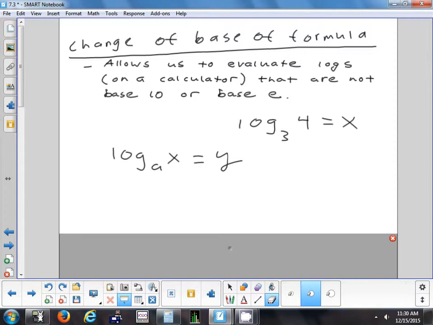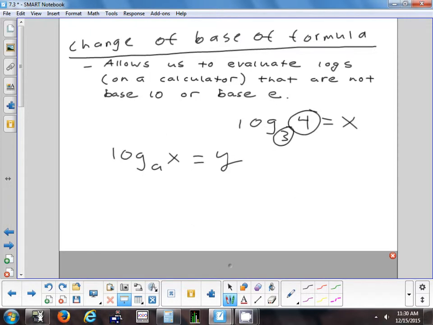All right, so let's start out with this equation. Log base a of x equals y. I could use specific numbers like 3 and 4 if I wanted, but I just want to show you the formula in general. It doesn't actually matter what your base is or what your argument is. All right, let's change this to exponential form. Anybody tell me what this would be in exponential?